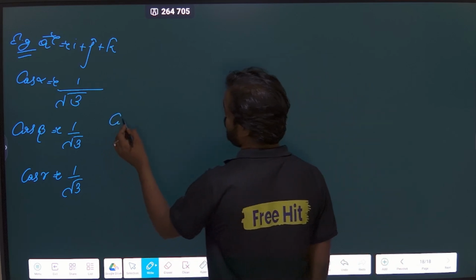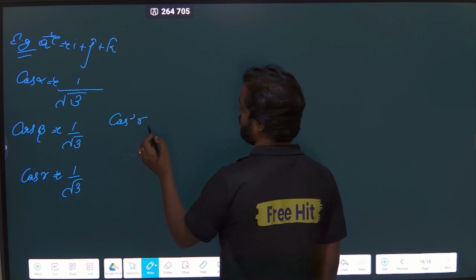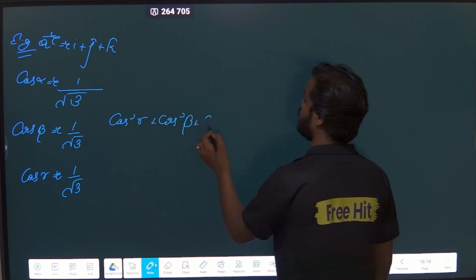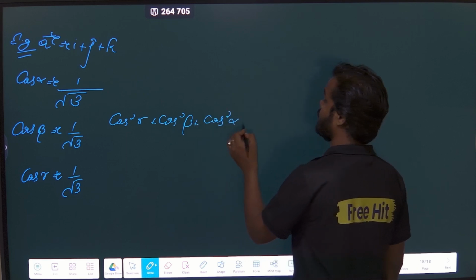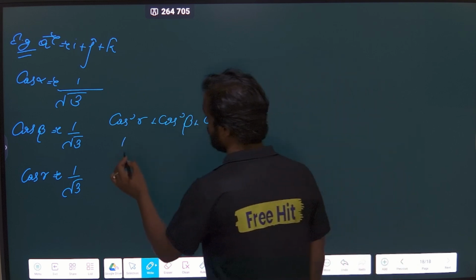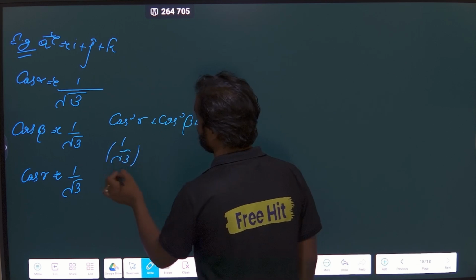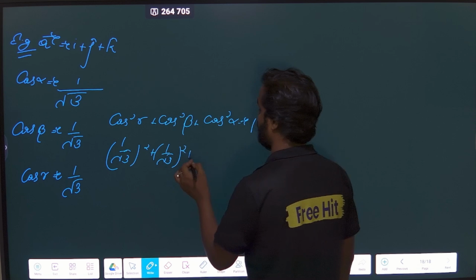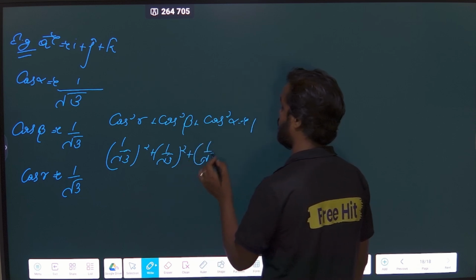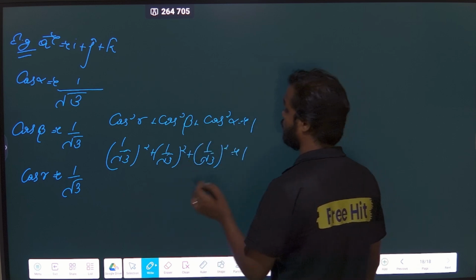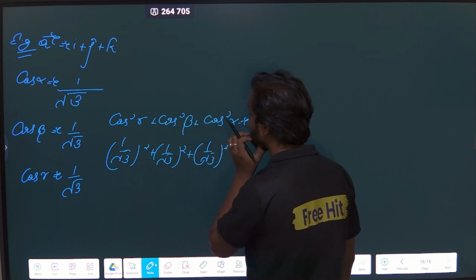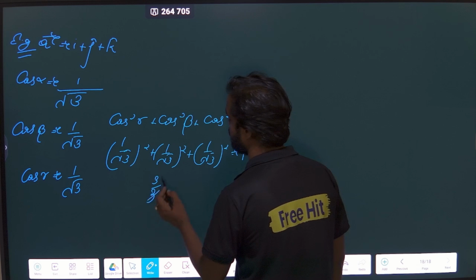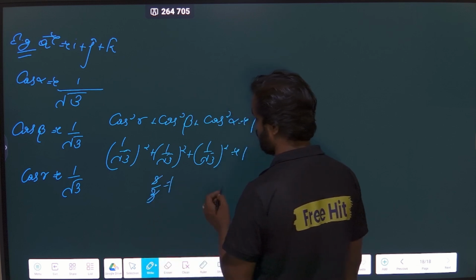Let's check whether cos square alpha plus cos square beta plus cos square gamma is equal to 1 or not. 1 by root 3 square, 1 by root 3 square, 1 by root 3 square, that is equal to how much? If you do this, you will get 3 by 3, that is equal to 1. So proved.